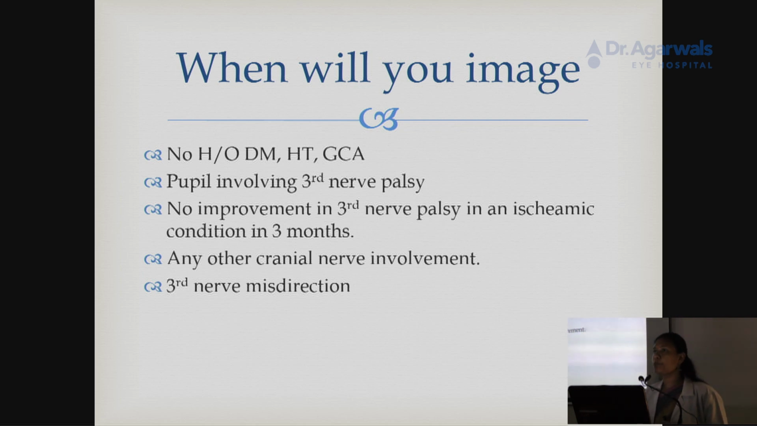If there is a pupil involvement in a third nerve palsy, or if there is no improvement in an ischemic condition after 3 months of treatment, 3 months you've been following up the patient and there has been nil improvement in the nerve palsy, or any other cranial nerve involvement associated with the third nerve palsy, and third nerve misdirection, apart from congenital cases, you have to do an imaging. These are the indications for imaging in a third nerve palsy.